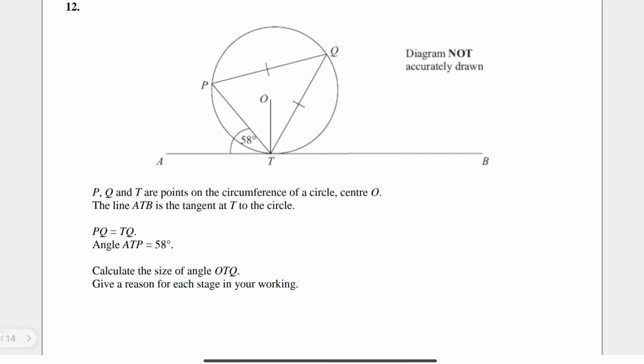P, Q, and T are points on the circumference of a circle with center O. The line ATB is a tangent at T to the circle. PQ is equal to TQ, and angle ATP is equal to 58 degrees. Calculate the size of angle OTQ. OTQ is this angle, X. So that is quite easy.